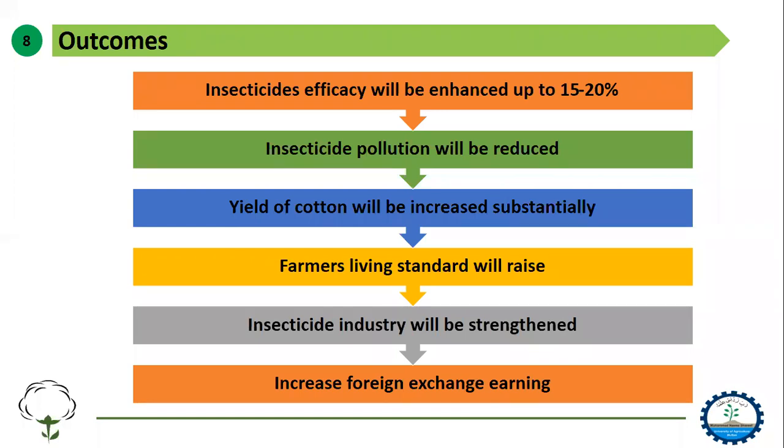We could make our environment healthy, and the yield of the cotton crop or any other agricultural crop can be increased substantially. Farmer living standards can be raised significantly, and we could strengthen our insecticide industry. And what will happen at the end, our foreign exchange earning could be increased, which is very much necessary. Such an approach is required for our sustainable agriculture, for proper management, and for healthy yield as well.